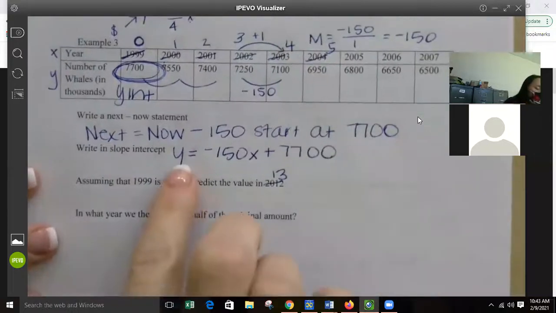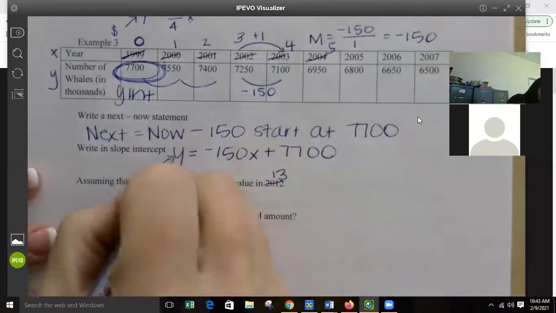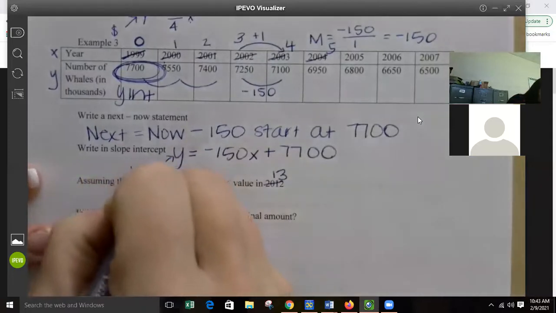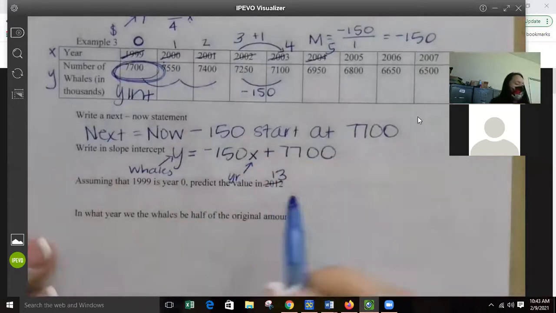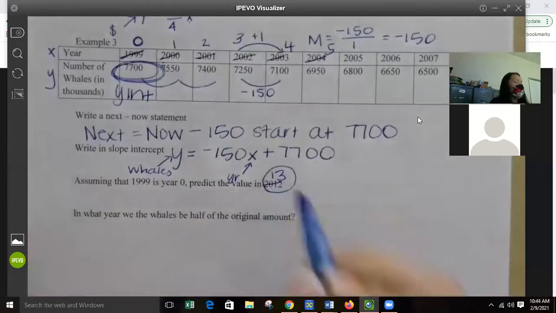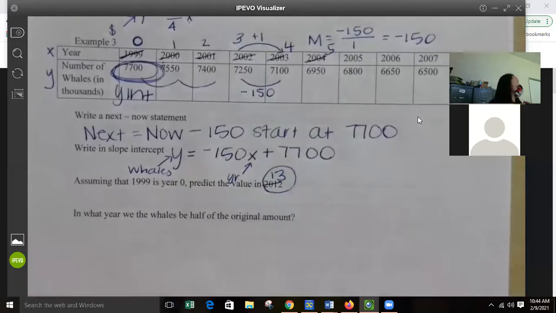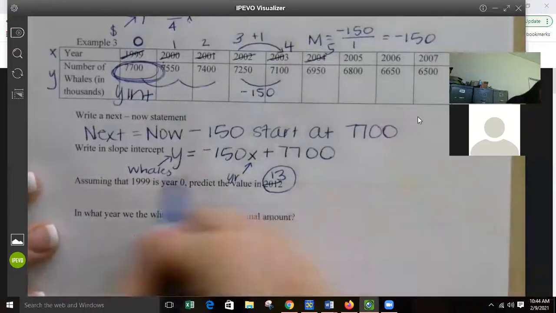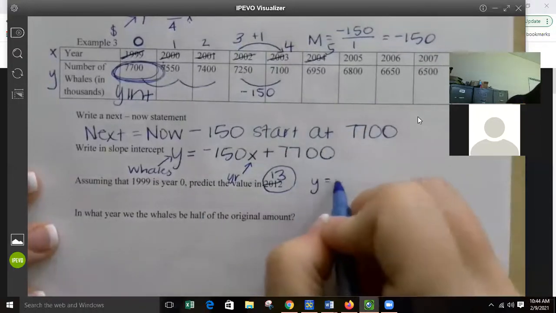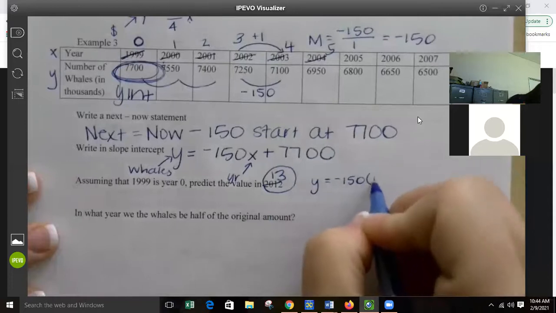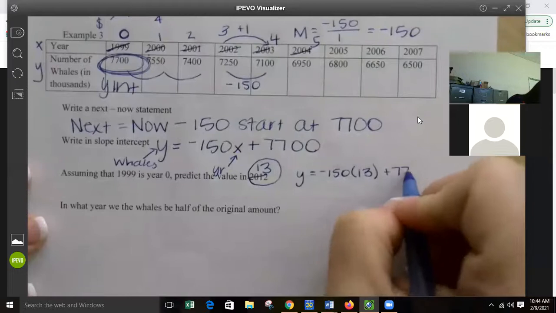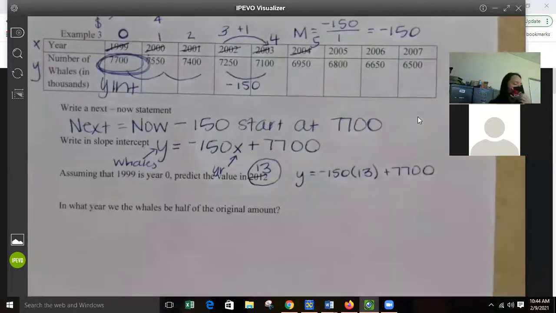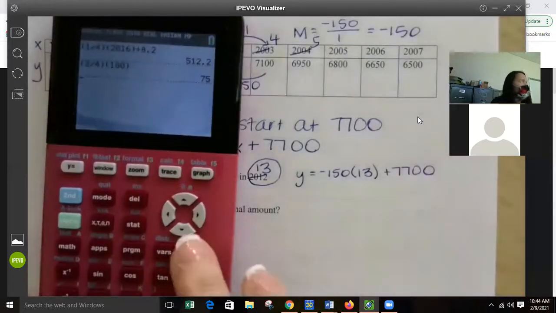So our equation is right here. Y was the number of whales. X is the year. We said in year 2012, but we changed it to 13, or in the 13th year. So we're going to plug that in for X. So we get Y equals negative 150. Instead of 2012, we're plugging in 13 plus 7,700. That's going straight in your calculator.